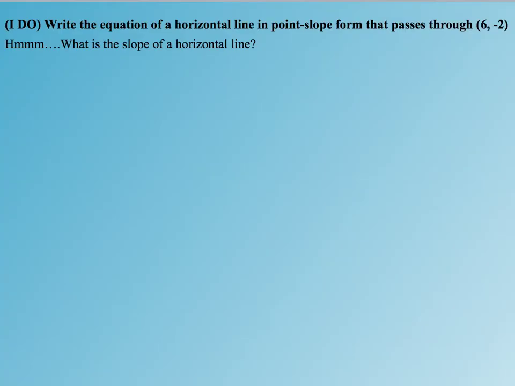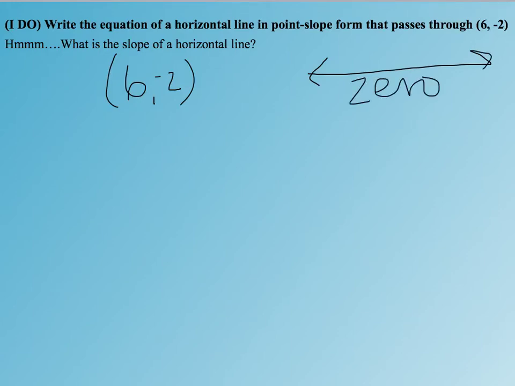How do we write the equation of the horizontal line that passes through the point (6, negative 2)? I want to think about a horizontal line. What would be the slope of a horizontal line? Because this is a 0 slope, m is equal to 0.